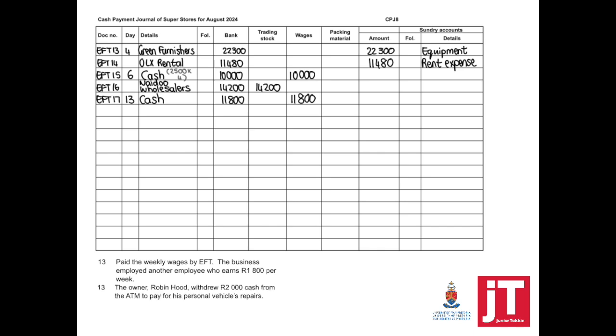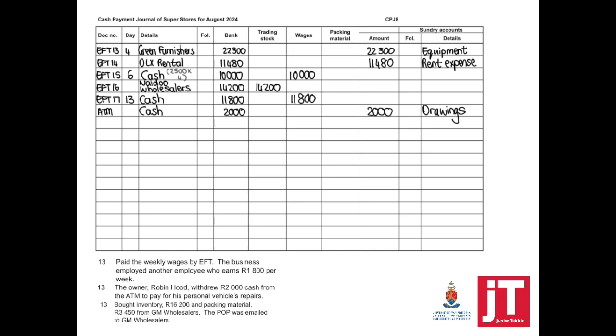On the same day, the owner, Robin Hood, withdrew 2,000 cash from the ATM to pay for his personal vehicle's repairs. I don't care for what reason the owner took the money. Whenever you see the word personal, it means it's a personal expense and this must be shown as drawings. My source document, ATM, actually the ATM slip, details cash, bank 2,000, and this is because of drawings.